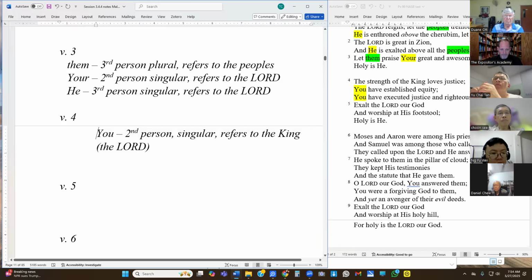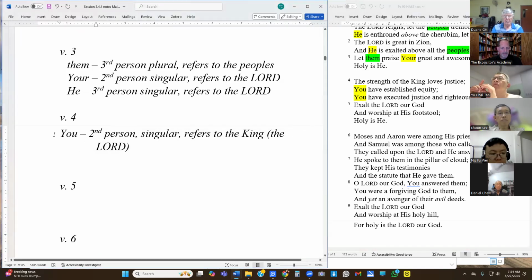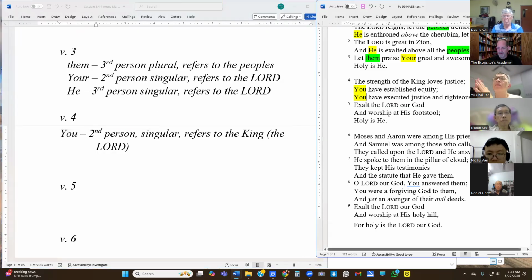All right, good. So that's exactly the same, so we don't need to repeat it here. We've already noted that. All right, good. Any others that you see here in verses 4 or 5?